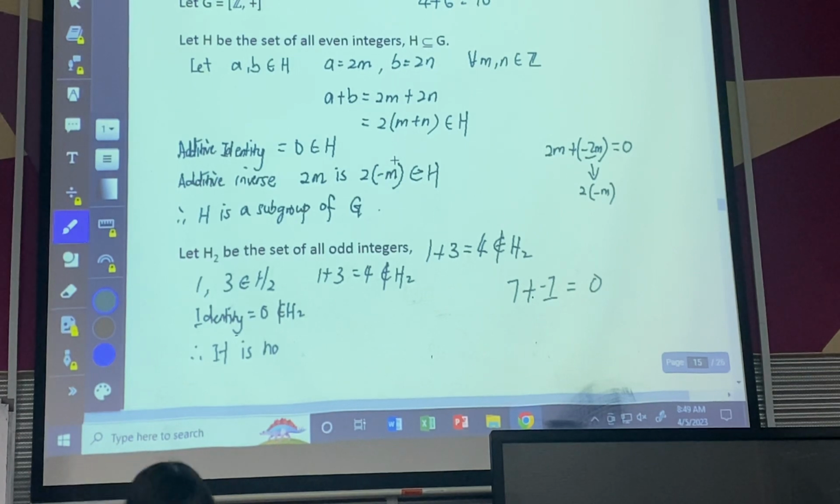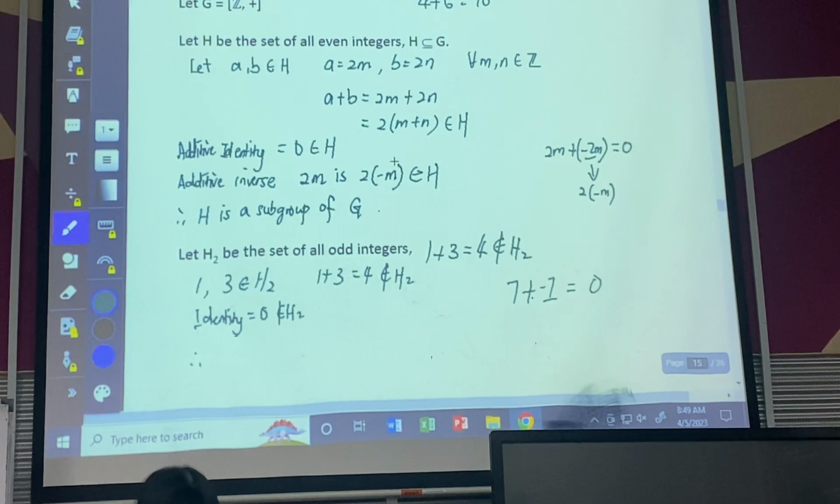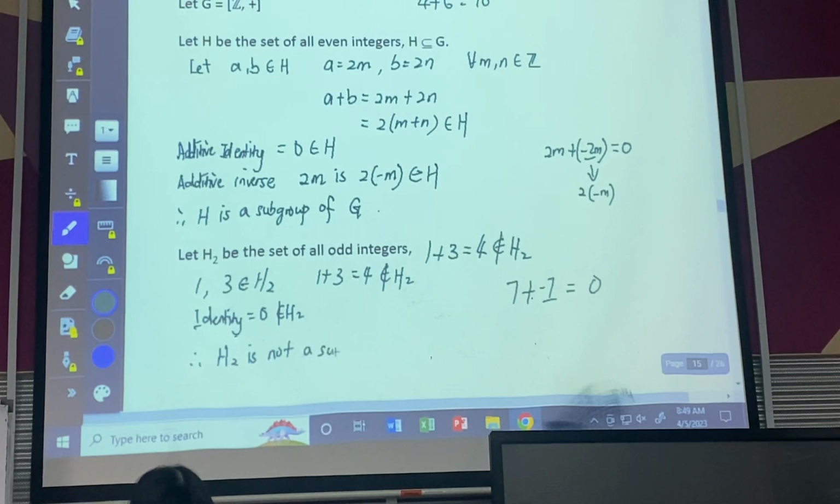So we just write H2 is not a subgroup of G.